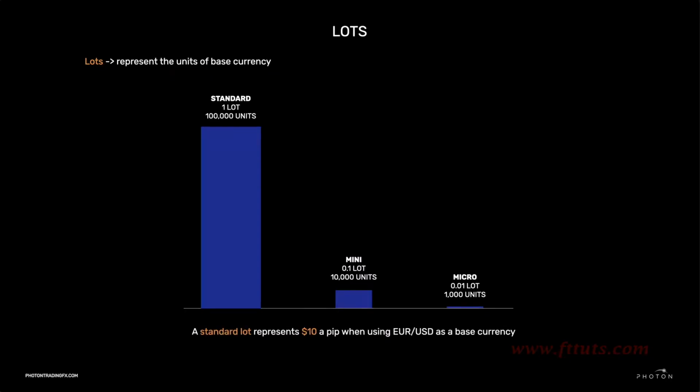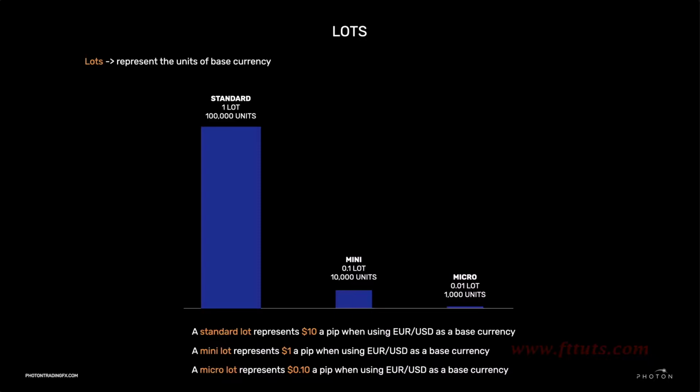Now, a standard lot represents $10 a pip when using euro dollar as your base currency. So if you entered a euro dollar position with a one lot position size, what this means is that for every pip that it moves in your favor, you will make $10. But then for every pip that it moves against you, you will lose $10. A mini lot represents $1 a pip when using euro dollar as your currency, and then a micro lot would just represent 10 cents a pip. Now, if you want to buy 100,000 euros with US dollars, you would buy one lot of euro dollar.